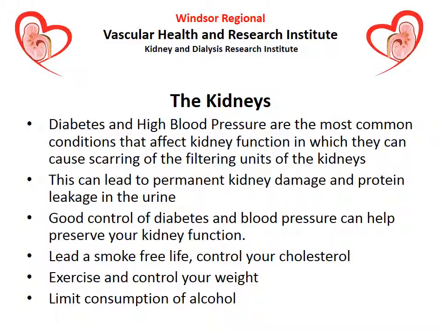Diabetes and high blood pressure are by far and away the most common conditions that reduce kidney function over time. This is mainly by scarring the filtering units of the kidneys. This can lead to permanent kidney damage and protein leakage in the urine. Good control of diabetes and high blood pressure can preserve your kidney function over time.